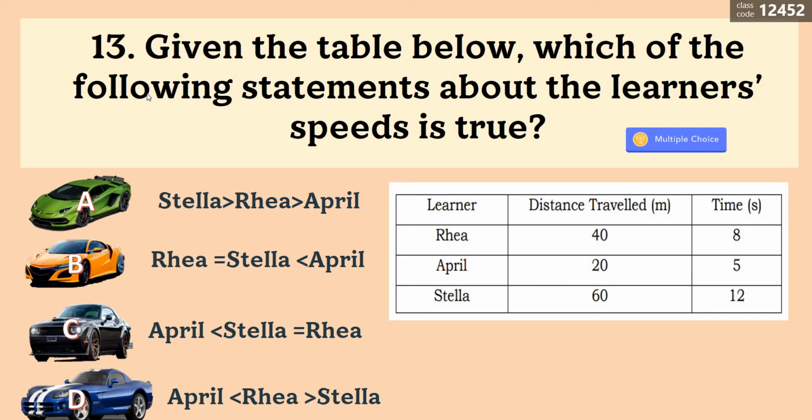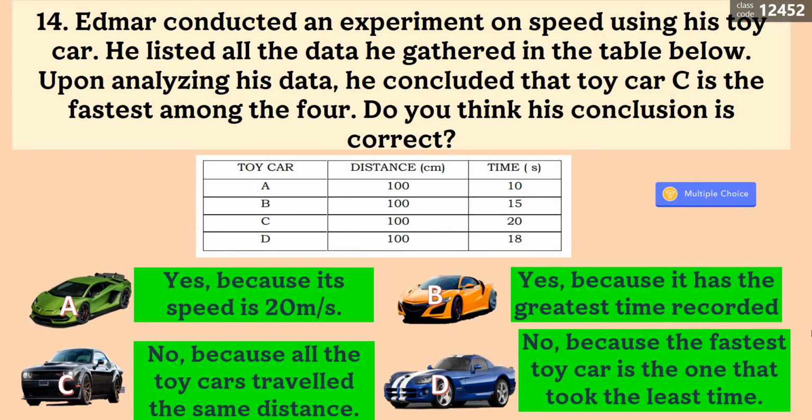Okay, the correct answer for number 13 is letter C. April is less than Stella, but Stella is equal to Rhea. Let's move on with question number 14. Edmar conducted an experiment on speed using his toy car. He listed all the data he gathered in the table below. Upon analyzing his data, he concluded that toy car C is the fastest among the four. Do you think his conclusion is correct?